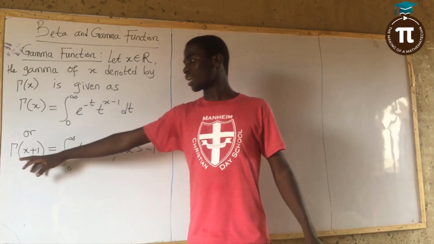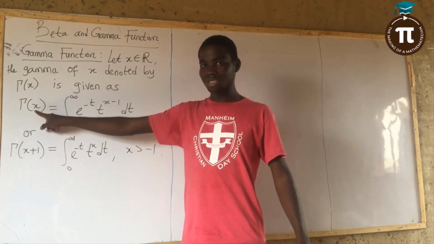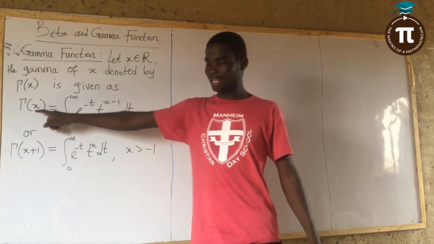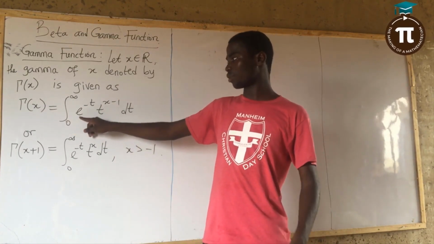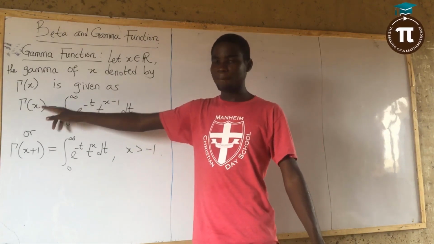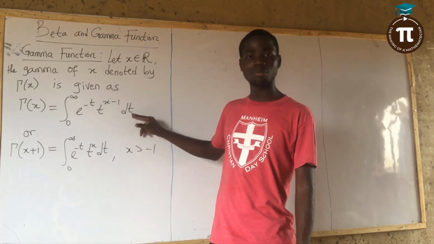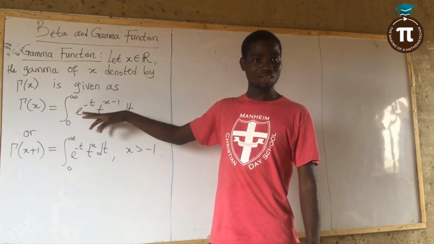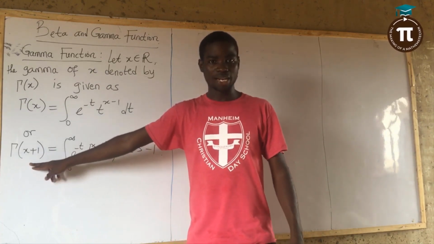Or we say gamma of s plus 1. Look at it. What happens is that when you have gamma of s, you have s minus 1 here. It's always constant for you to have e raised to power minus t, t raised to power s minus 1 dt. These three are the dummy variable of the integral. So, or you say gamma of s plus 1.